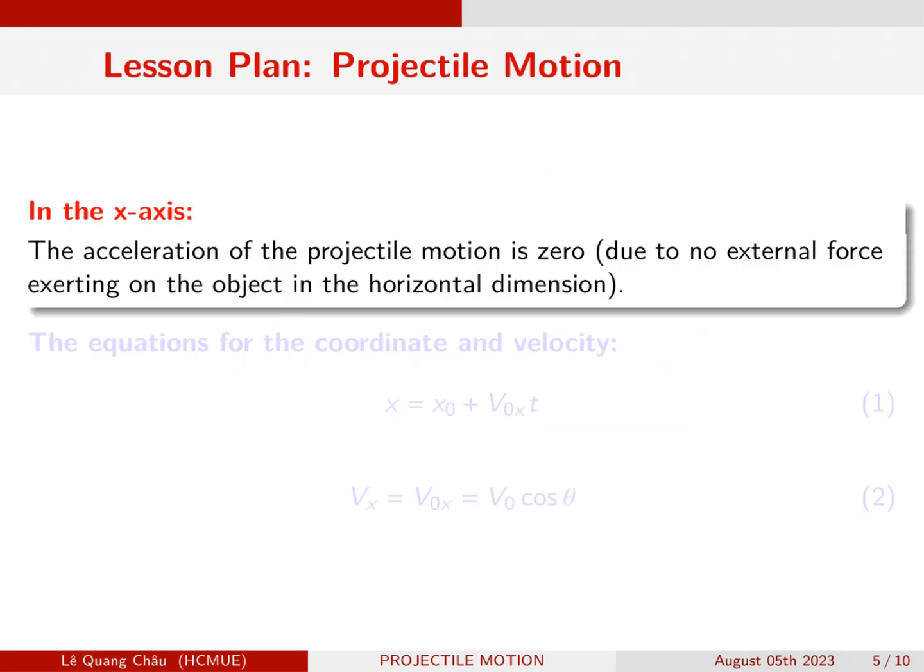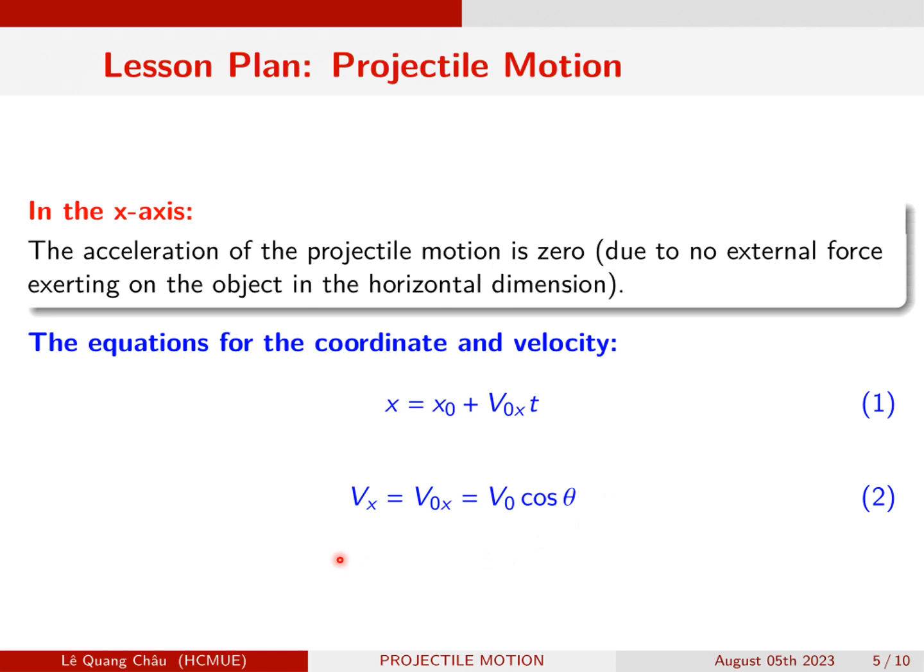In the x-axis, the acceleration of the projectile motion is zero, so the object moves with a constant velocity. The equations for the coordinate and velocity of the projectile motion in the x-axis are x equals x naught plus v naught x t, and v x equals v naught x equals v naught cosine theta.